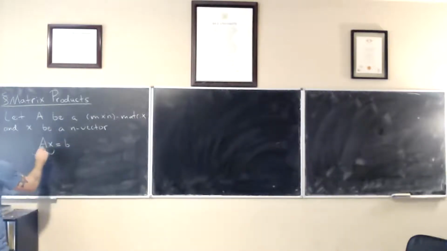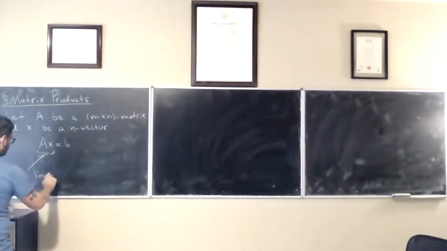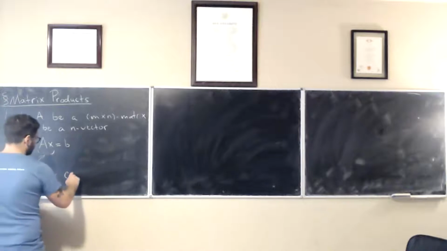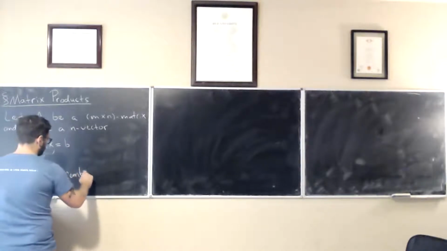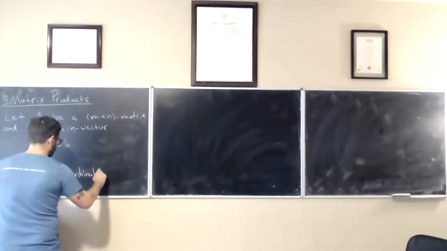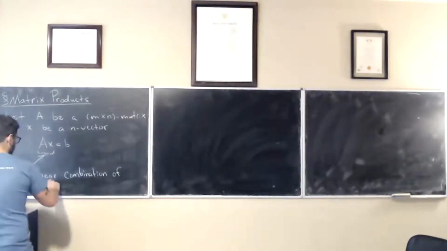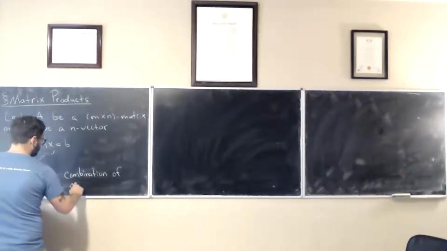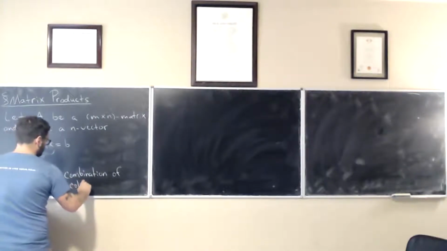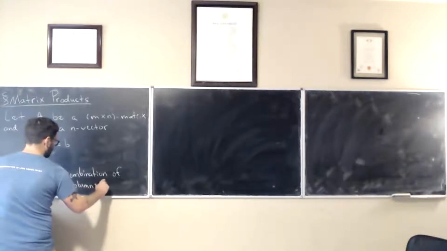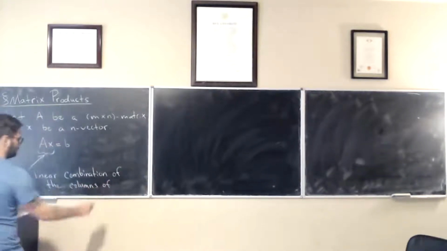Okay, so what is a matrix times a vector? This is the most important concept. This is a linear combination of the columns of A.